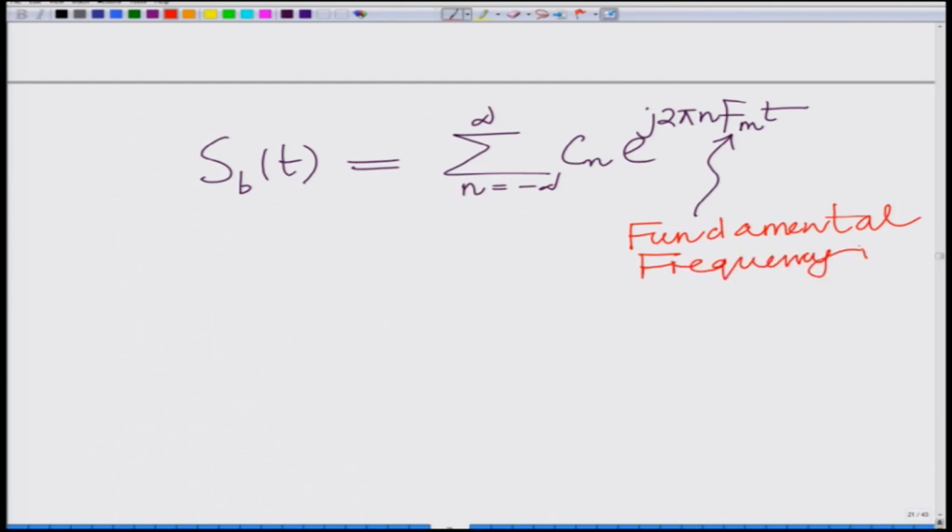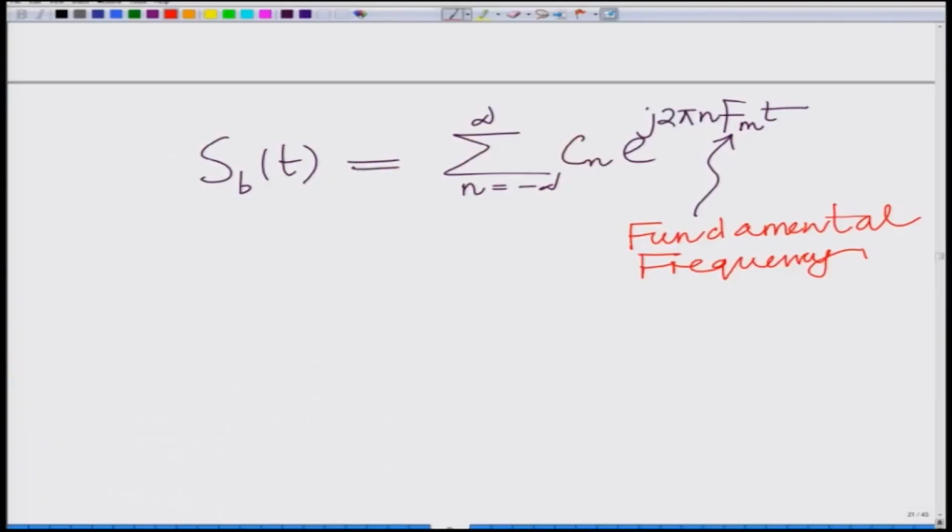This is the fundamental frequency. So, I can write it as a linear combination, an infinite summation of harmonics at fm, that is, frequencies fm and multiples of fm. fm is the fundamental frequency. This is the discrete Fourier series representation of your periodic signal.